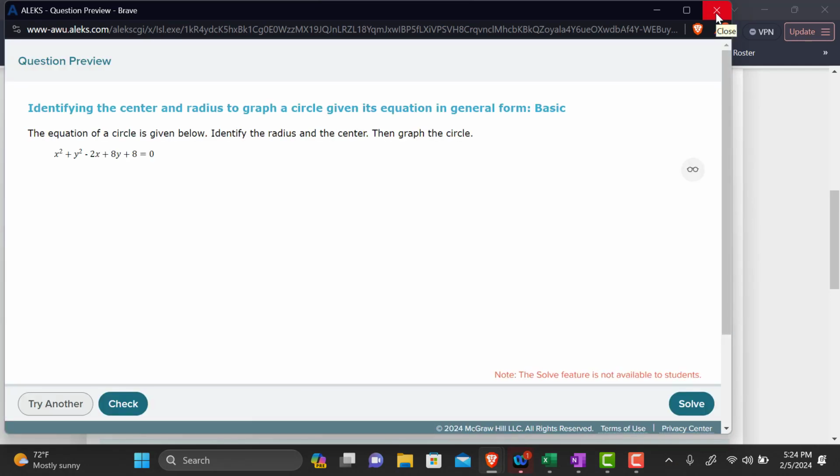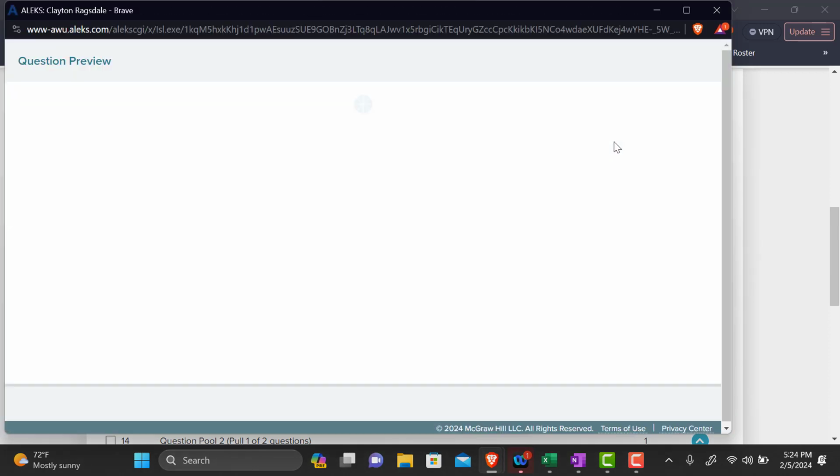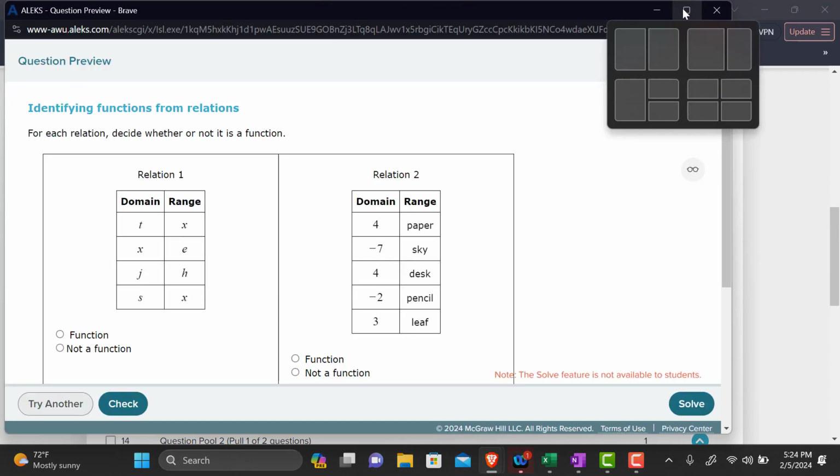I think this is the one we just did, right? Yeah, we just did that one. That was number 10. Now we get into some nice problems, right? Those first circle ones are a little bit more.